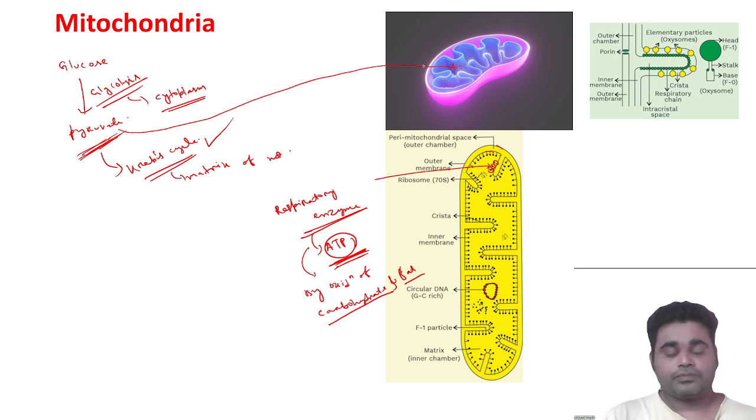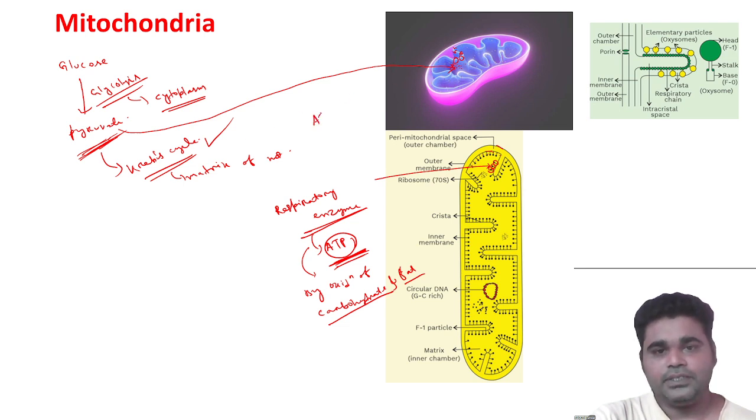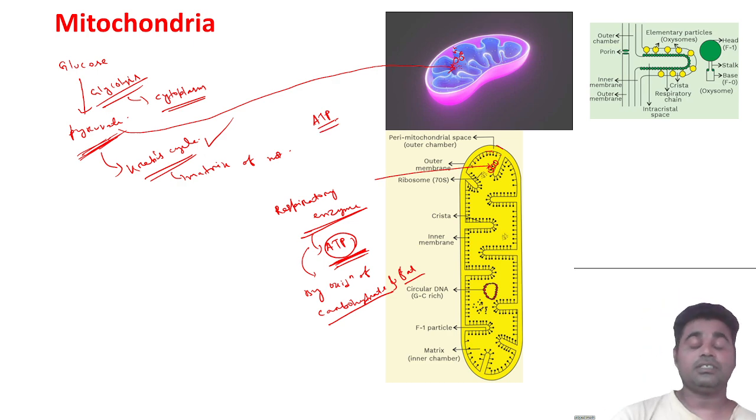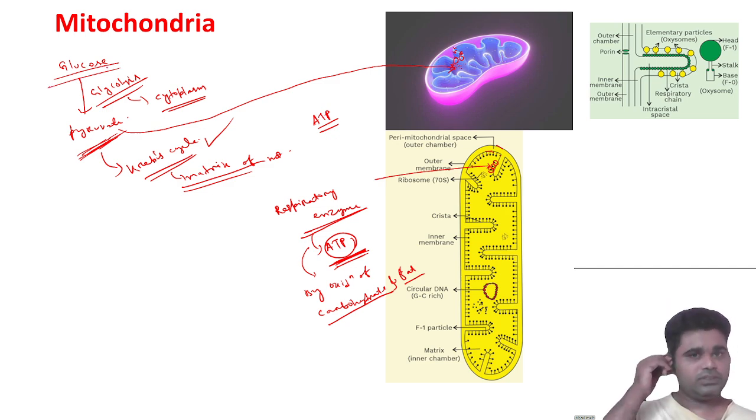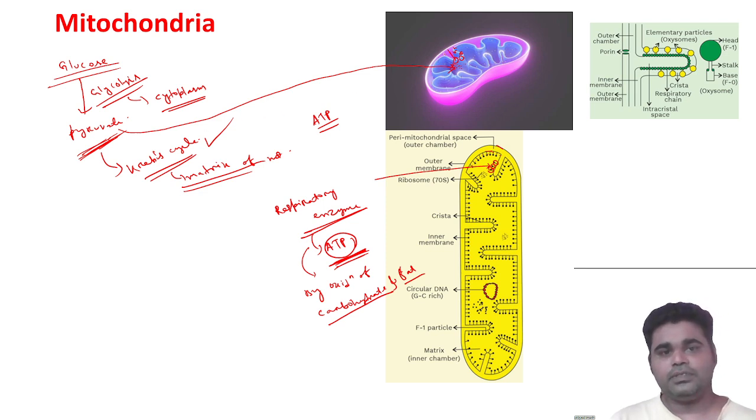So after this pyruvate enters the mitochondria, in the membrane there are many respiratory enzymes present, and these respiratory enzymes create or form ATP, or adenosine triphosphate. So ATP is formed by the oxidation of carbohydrates, that means glucose, fructose, these are the many carbohydrates. So it forms the ATP.